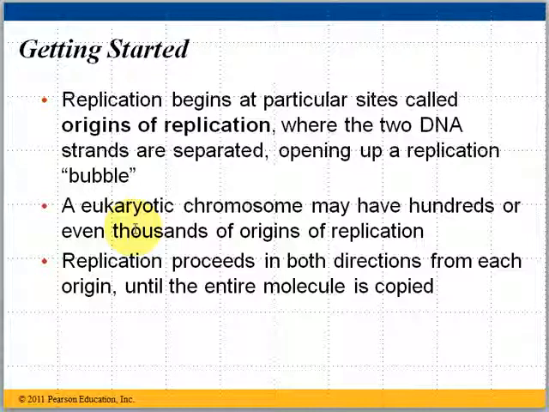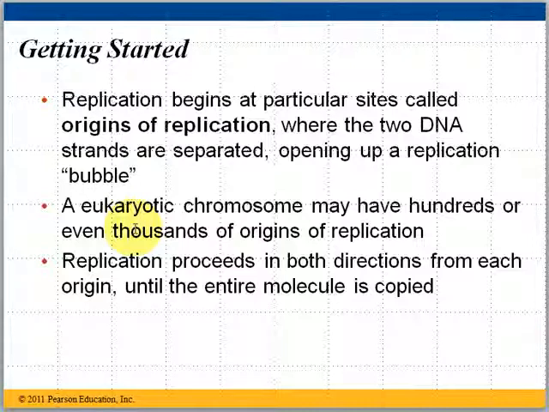The whole copying or replication process begins at particular areas along the DNA molecule called an origin of replication. And this is where the two DNA strands begin to unwind from each other and separate, and they open up what's called a replication bubble. If we're talking about a simple bacteria like E. coli, they have a single site or origin of replication, and then that goes along in both directions along the whole DNA circular molecule of theirs.